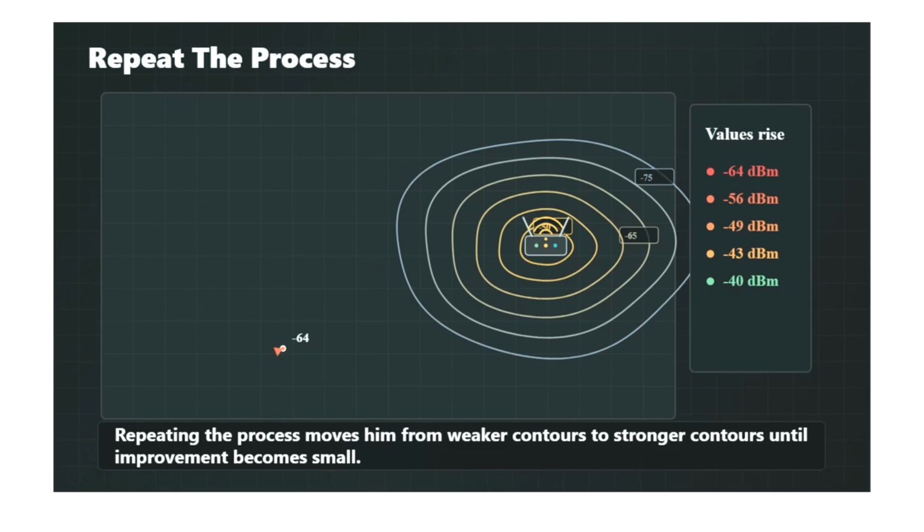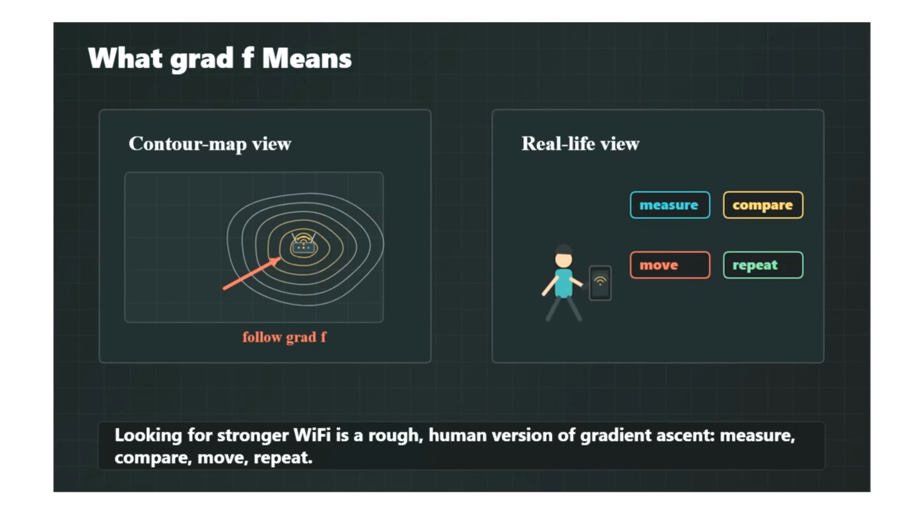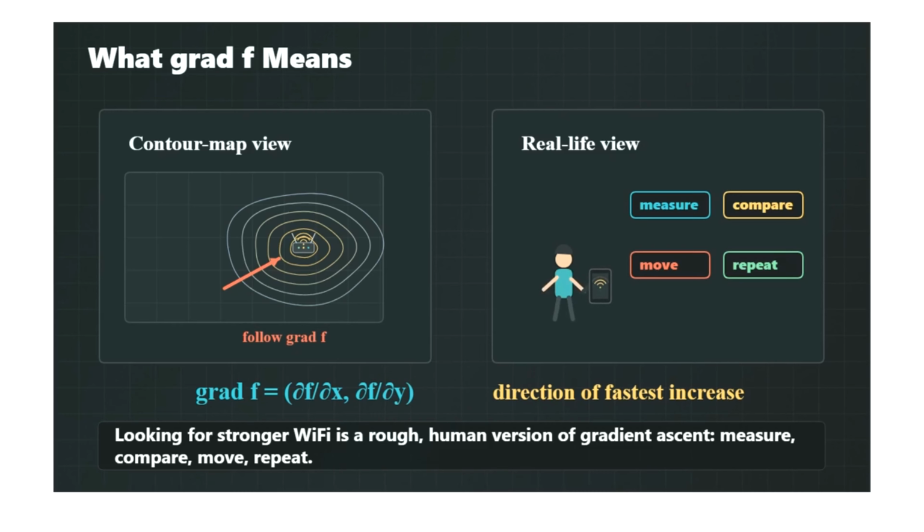Then we repeat. Measure the signal. Estimate the gradient. Move a small step. Measure again. Each step should move us toward stronger Wi-Fi, until the signal stops improving much. At that point, we are near a local maximum. So gradient ascent is not magic. It is a repeated search process. You look at how the value changes nearby, find the direction of fastest increase, move a little in that direction, and repeat. Next time you walk around trying to find better Wi-Fi, your brain is doing a rough version of gradient ascent.